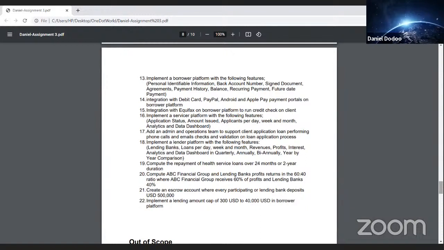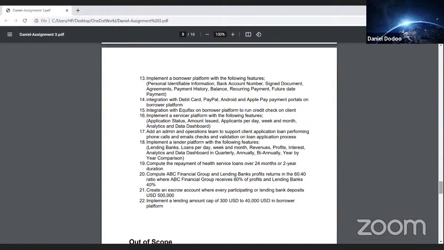With our next in-scope feature, we have integration with debit card, PayPal, Android, and Apple Pay payment portals on the borrower's platform. We are looking into integrating all these payment options. Our next point is the integration with Equifax on the borrower's platform to run a credit check on clients, and this is to approve or deny our loan applications based on a credit score greater than 700.